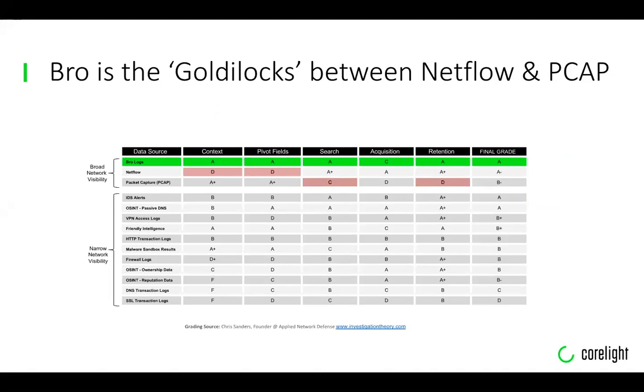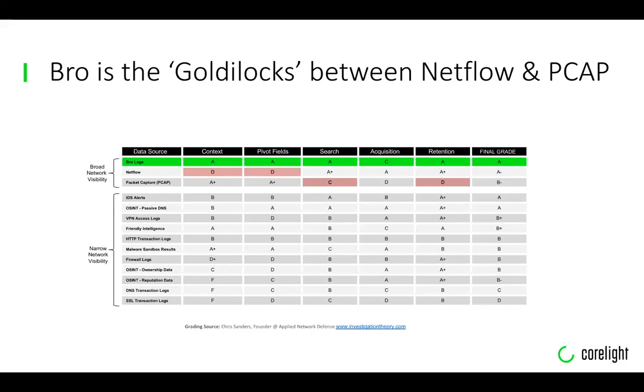of network data compare. And the first thing you'll notice is that you can split them into two types, right? There's types that are specific, like VPN access logs. Well, that's only going to give you data about VPN access logs. That's very narrow network visibility. And then there's a few classes of network data that are very broad in scope. You've got PCAP, which is literally all the data crossing your network. It's as broad as it gets. There's Netflow, and then there's Bro logs.